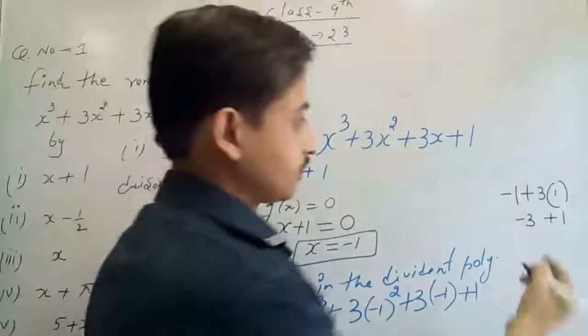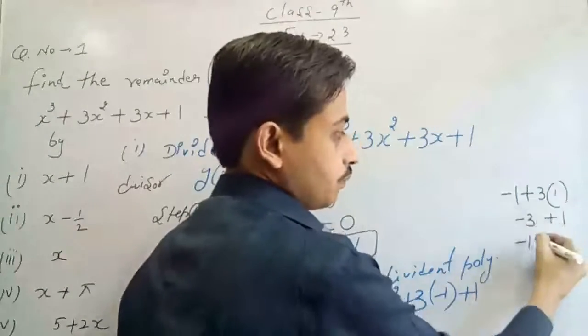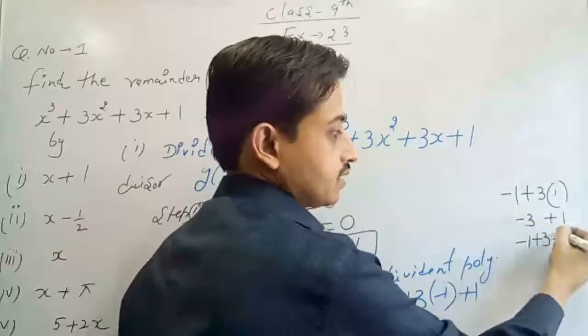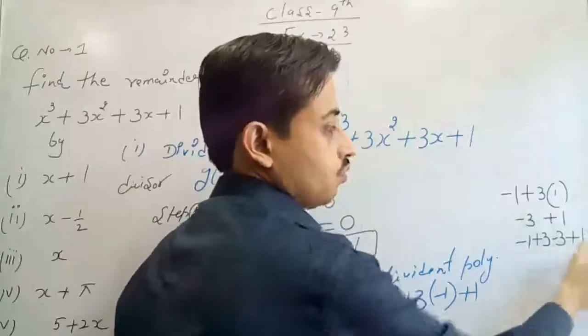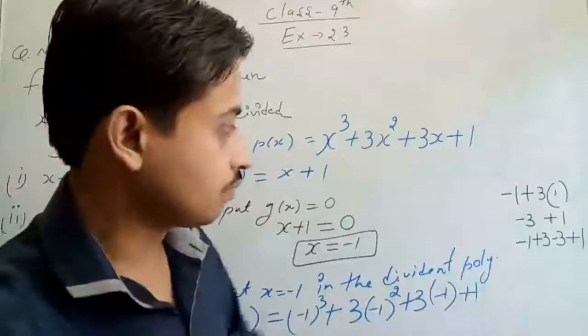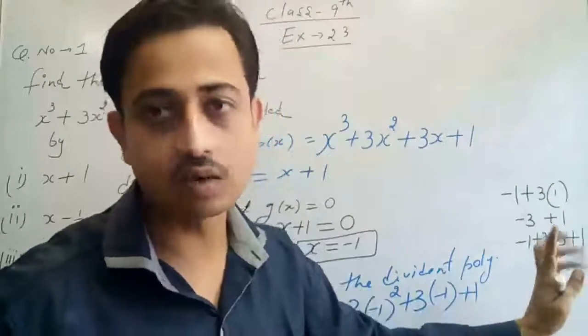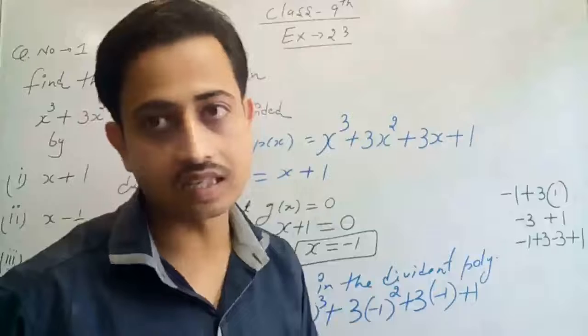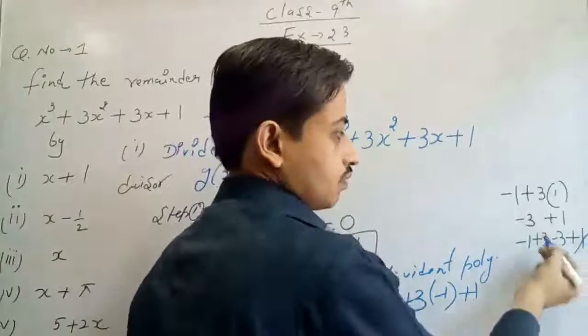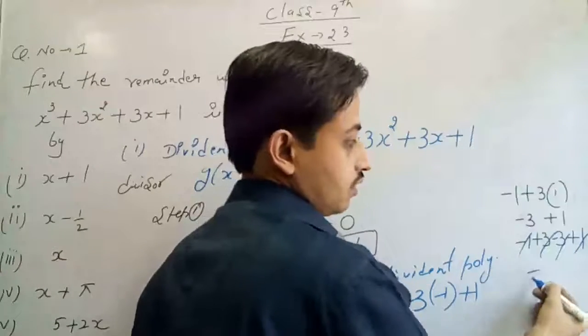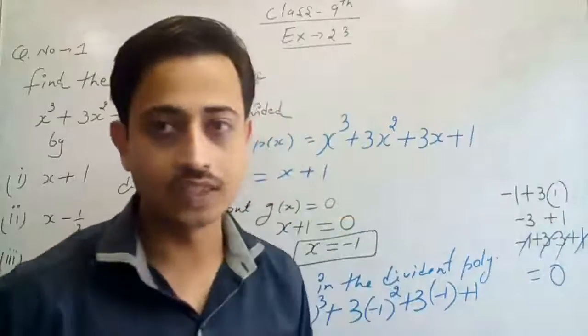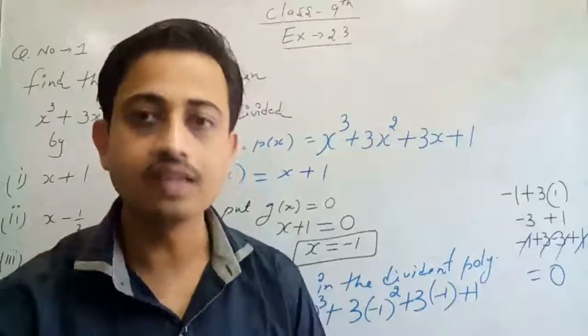Now solve this. Minus 1 plus 3 minus 3 plus 1. So minus 1 plus 1, these cancel out. Minus 3 plus 3, these cancel out. It means all cancel out and we get 0. So 0 is your final answer.